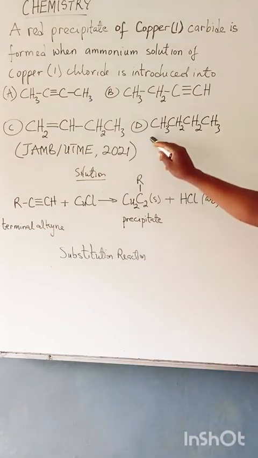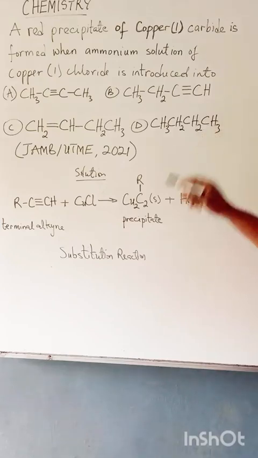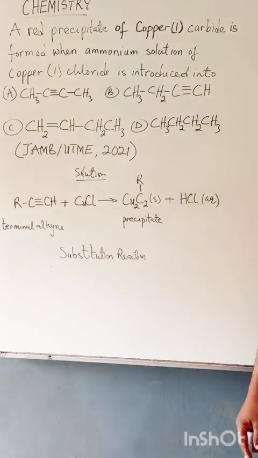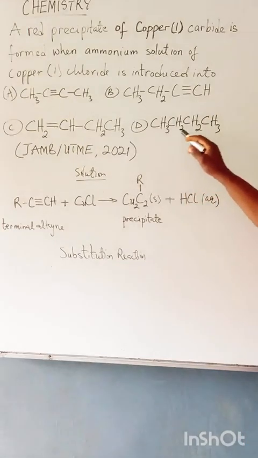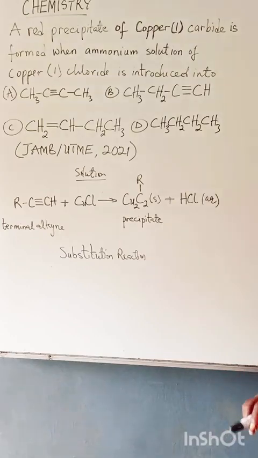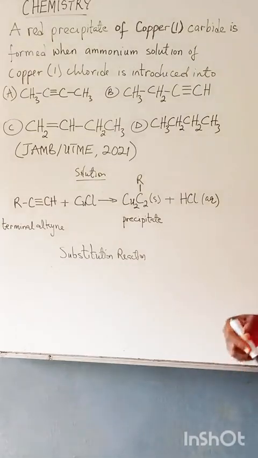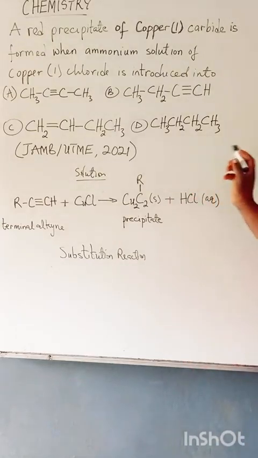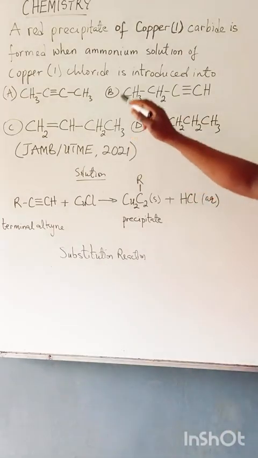And then this last one, 1, 2, 3, 4 carbon atoms, butane, no double bond, no triple bond, so we call it a saturated hydrocarbon. The suffix would be ANE, butane, normal butane. Which of them will give us this precipitate?